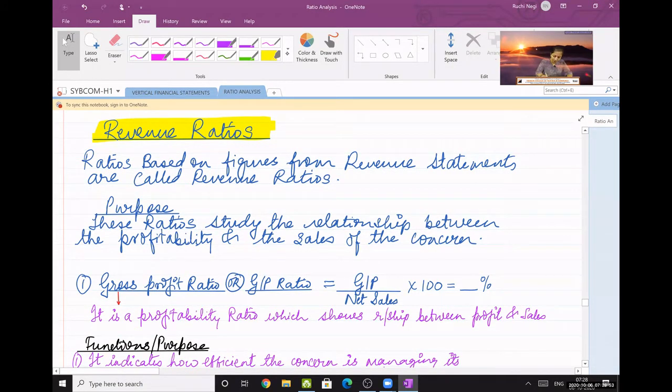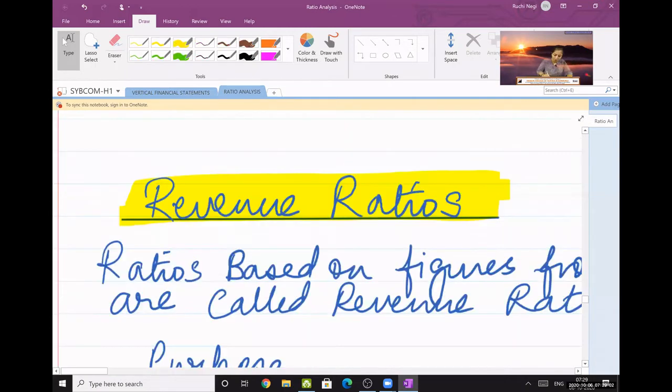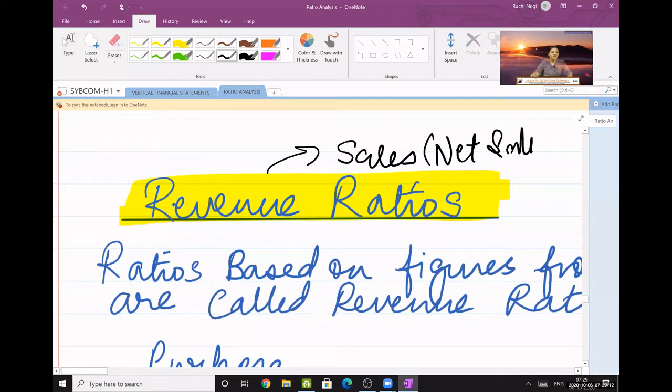Now I'll tell you all in a nutshell, students. Whatever formula you study in revenue ratios, just remember, listen carefully to what I'm saying. What do you mean by revenue? Revenue means sales. Which sales am I specific about? Net sales. When I'm talking about revenue, revenue means income. Income comes from the sale of finished goods, and you have to consider the net sales for calculating the revenue ratios.